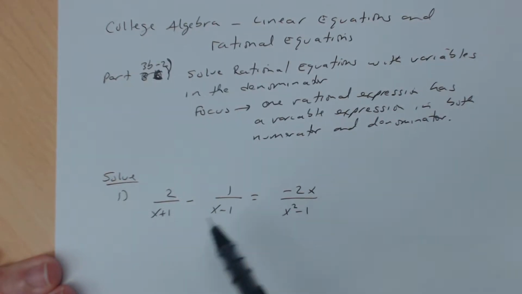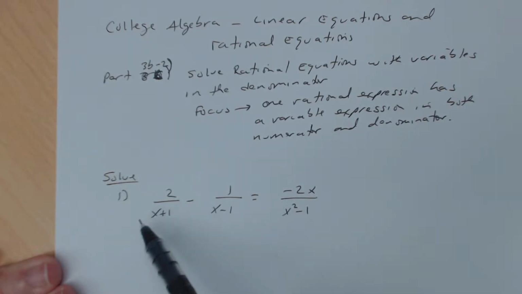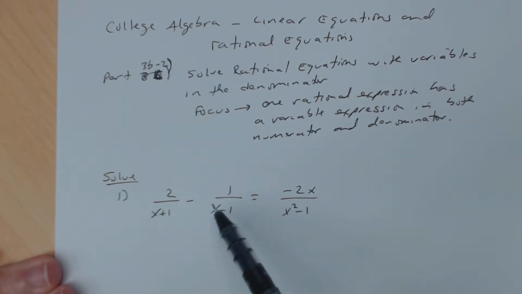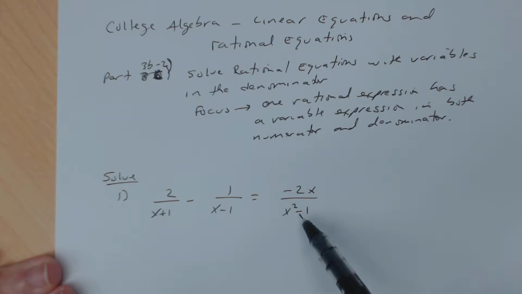But let's see what happens here. So the first thing you want to do is to factor the denominator. So this linear factor, the GCF is 1, so there's nothing I can do there. This x minus 1, this linear factor, the GCF is 1 again. There's nothing I could do there in terms of factoring. Now over here, recall this is the difference of two squares. So I can factor this as x minus 1 times x plus 1.